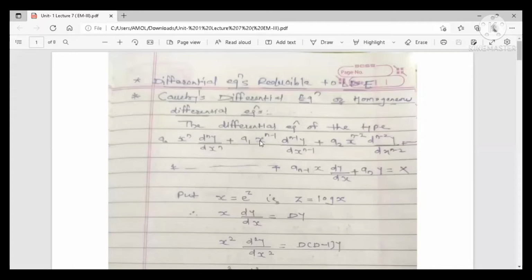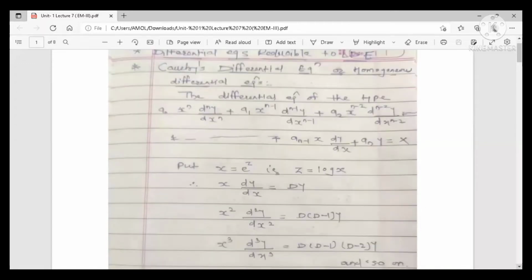Now it is not an LDE, linear differential equation with constant coefficients, but we want the solution of this differential equation. To find the solution, first we have to reduce it to LDE, then we can find its solution. Now, how to reduce Cauchy's differential equation to LDE? That is the question. Using one particular substitution, you can reduce this Cauchy's equation to LDE.